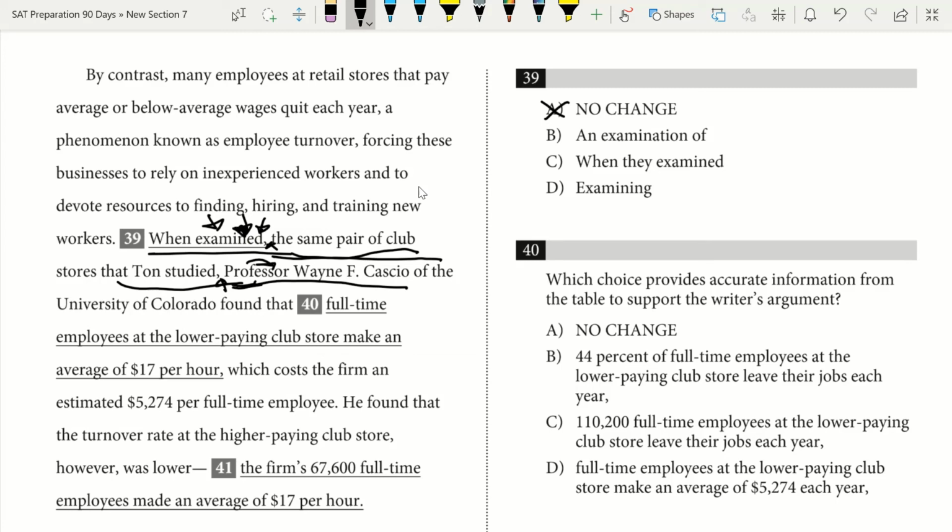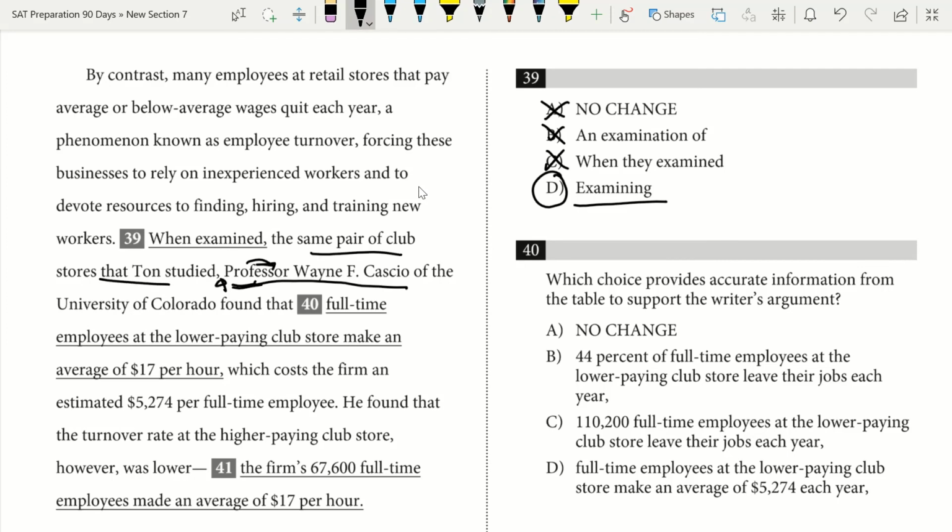B, an examination of the same pair of club stores that Tan studied. That's also not modifying Professor Wayne F. Casco. "When they examined the same pair of club stores that Tan studied," that's also not modifying Professor Wayne F. Casco. "Examining the same pair of club stores that Tan studied, Professor Wayne F. Casco," that is modifying Professor Wayne F. Casco because it's telling us what he's doing. What is he doing? He's examining that same pair of club stores.